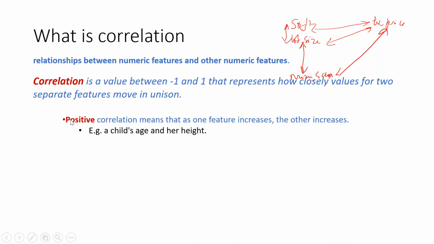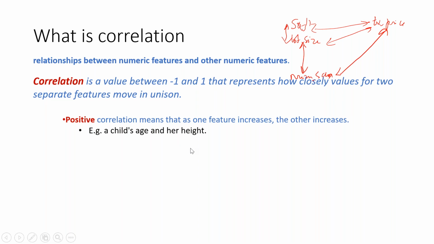Positive correlation means that as one feature increases, the other increases. For example, a child's age and her height: typically, as normal children's age increases, their height also increases up to some particular age. That is a very normal example of a positive correlation between the age of a child and her height.